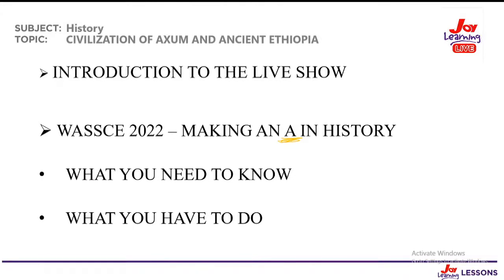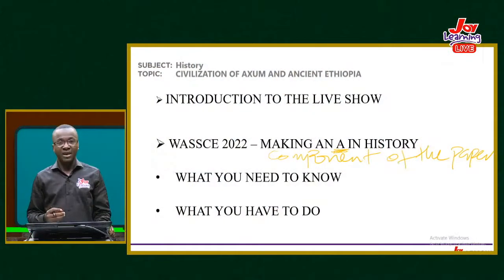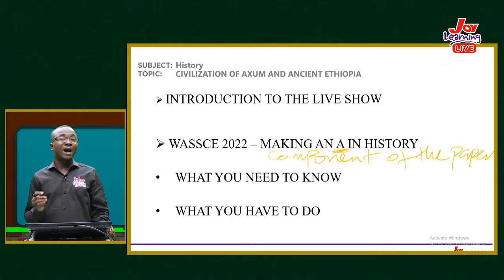Now, let's look at the components of the paper quickly. You know that you're going to have 50 objectives. And the objectives would not cover every topic. There are specific topics that have been selected for the objective section. Now, if you are able to study your objectives very well, solve some objective questions so well, and you're able to, out of the 50, score 40 or above, I think you are halfway through your way to making an A. Let me quickly remind you of a few topics that you should expect for the objective section.